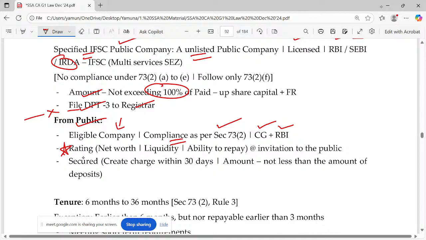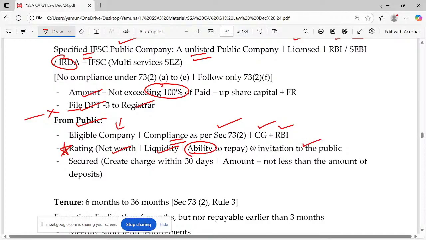Data related questions on this: there should be a credit rating, showing how far I'm capable to repay the amount. All these ratings will be considered. That rating has to give the details about the net worth of the company, the liquidity of the company, and how far it is able to repay the amount within the specified period. And it has to be provided in the invitation to the public.